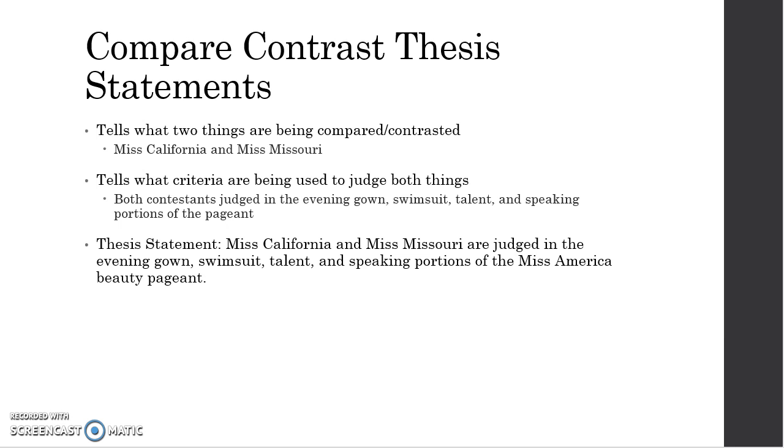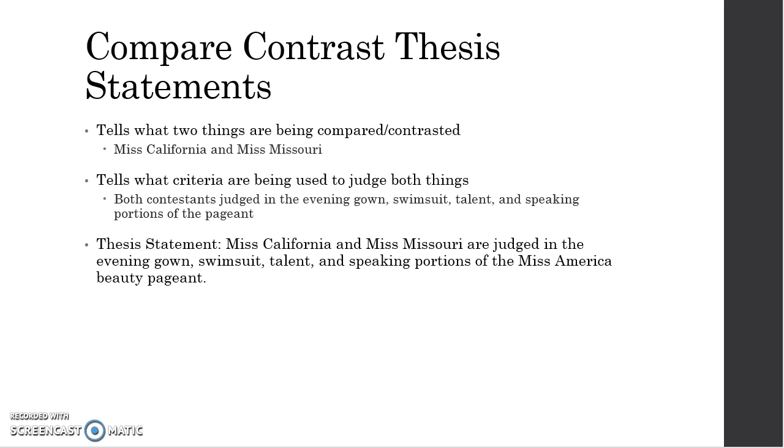All right, so in this case, you're comparing and contrasting two things. In our example here, Miss California and Miss Missouri. So those are the two things that are going to be judged. Then you're going to need to decide what criteria are being used to judge both. To compare and contrast, it's not like Miss California only has to do the swimsuit and talent competitions, but Miss California can skip evening gown and speaking. No, they both have to do all the portions of the pageant.